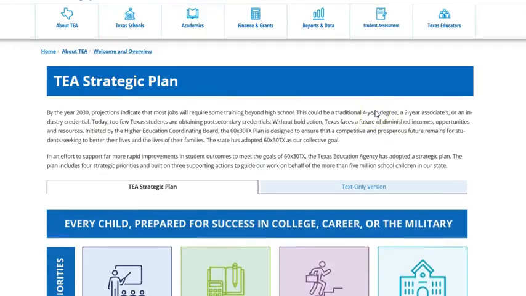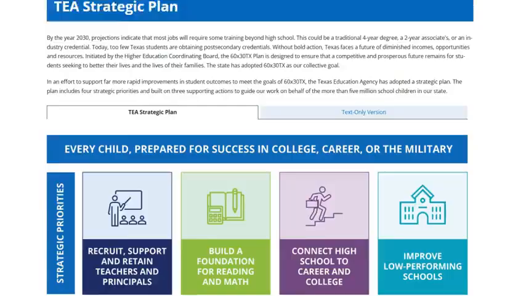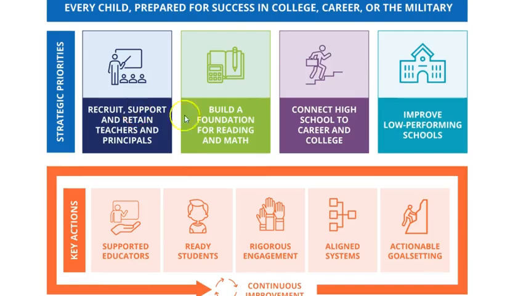I love this. This is on TEA's strategic plan webpage on the TEA website. It shows the 4 big strategic priorities. And do you see how the language mirrors what you're asked to do on PASL?